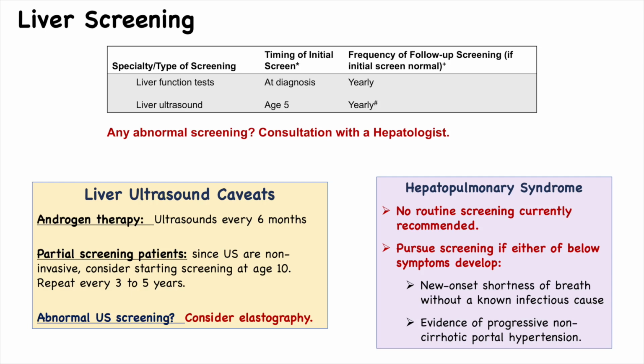And then, again, as we discussed earlier today, hepatopulmonary syndrome, there's no routine screening that's currently recommended at the moment. But we strongly recommend pursuing screening if either symptoms develop, like new onset shortness of breath without a known infectious cause, or evidence of what's called portal hypertension. The screening evaluation for this, again, as Dr. Meyer mentioned earlier today, is what's called a contrast echocardiogram or also a bubble study.